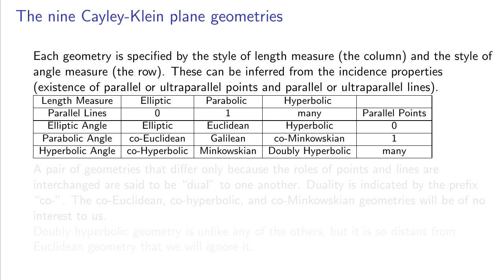Just as 2 lines are said to be parallel if they don't intersect, 2 points can be said to be parallel or ultraparallel if there is no line of the geometry joining them.